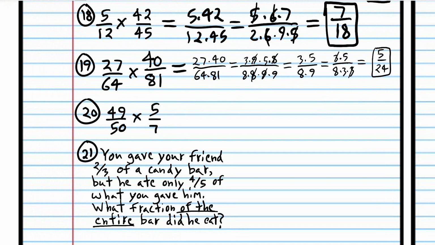All right. So let's go to the next one. Pause the video, attempt number 20, and when you're done, we'll do it together. And by the way, if you didn't do 19 correctly, that's okay. Just look back and figure out what you did wrong, and then we'll go on to the next one.